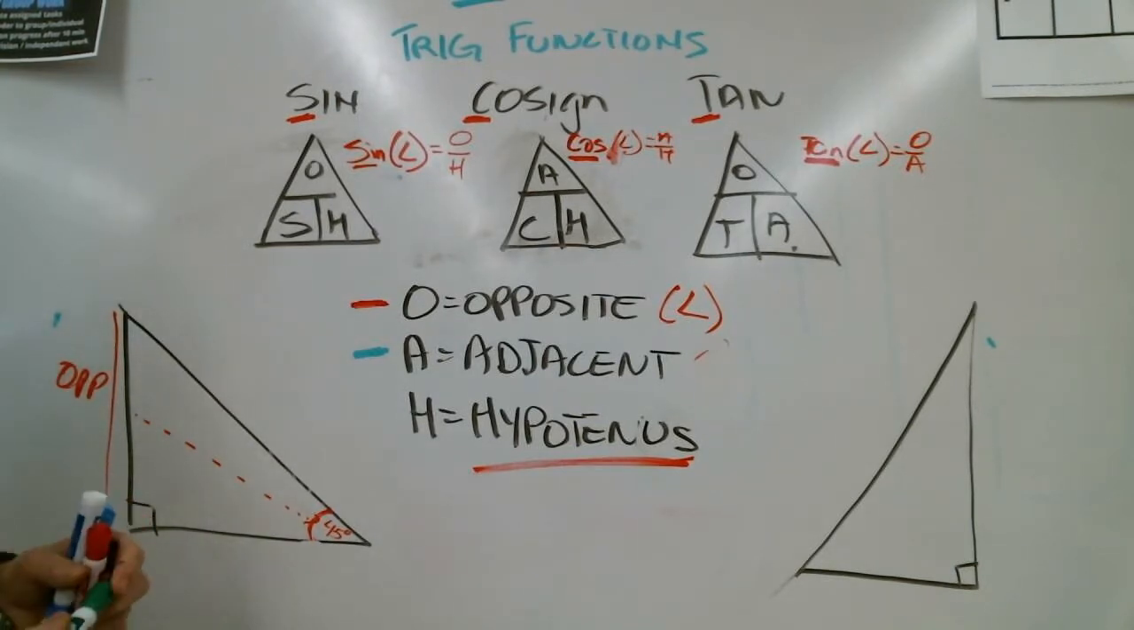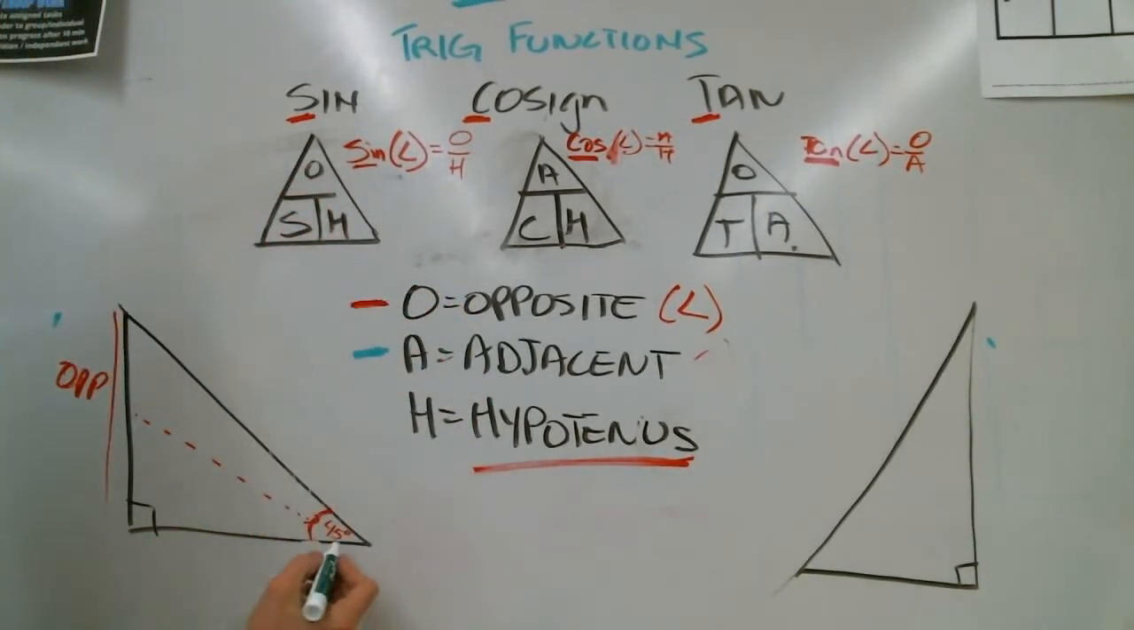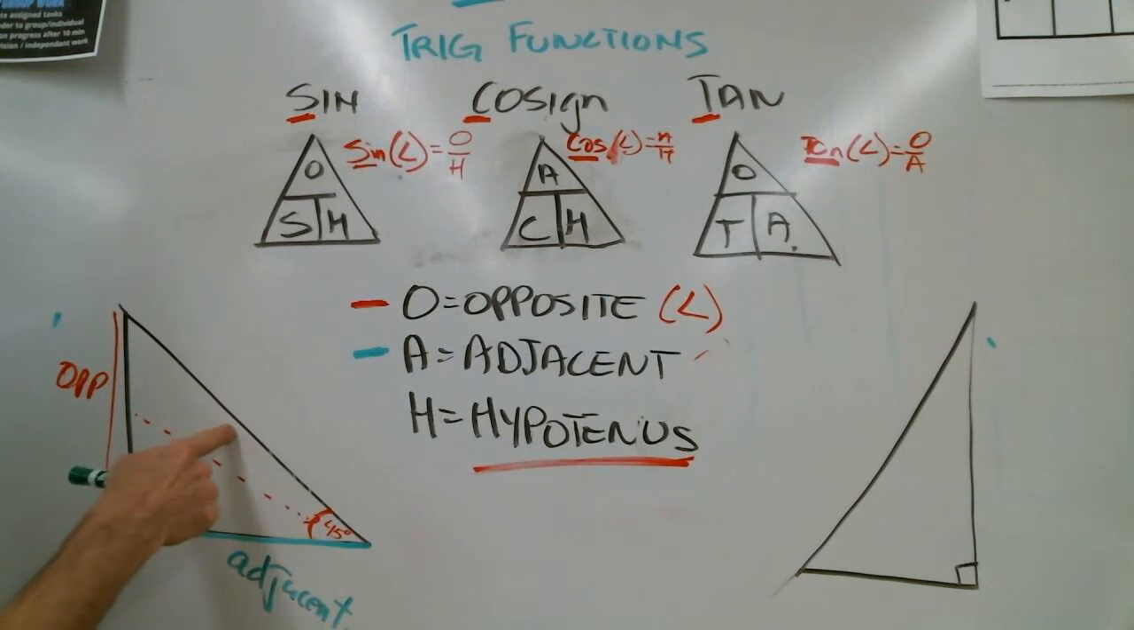The adjacent means next to. Adjacent sides are touching. So if this is my angle here, the adjacent side is the one that's going to touch the angle. So this one here is my adjacent. Why is this one not the adjacent?